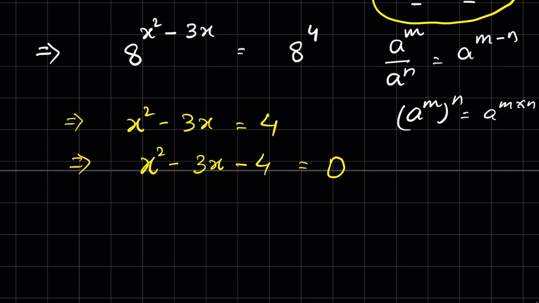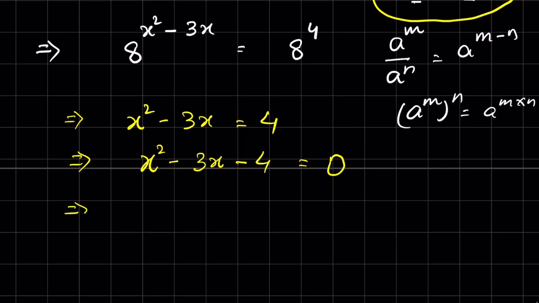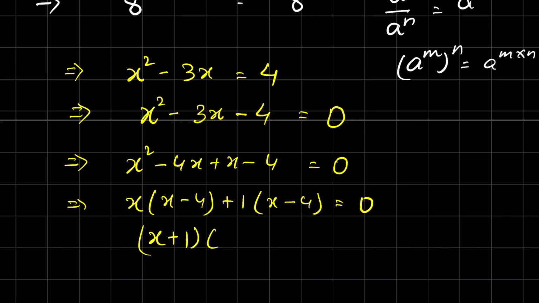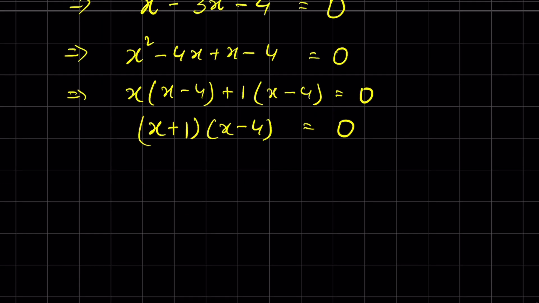Now we have a quadratic equation here. We can factorize it. X square minus 3x we can write minus 4x plus x minus 4 is equal to 0. Now take x as common and here 1 parenthesis x minus 4 is equal to 0. Now x plus 1 times x minus 4, 2 factors is equal to 0. Now we have two solutions for x.